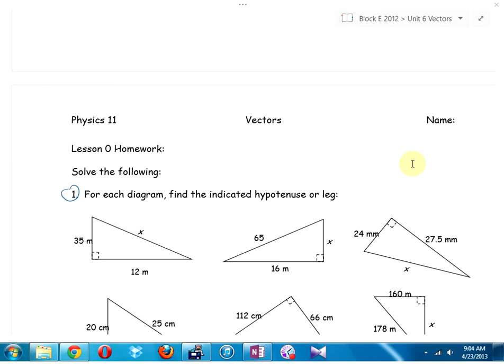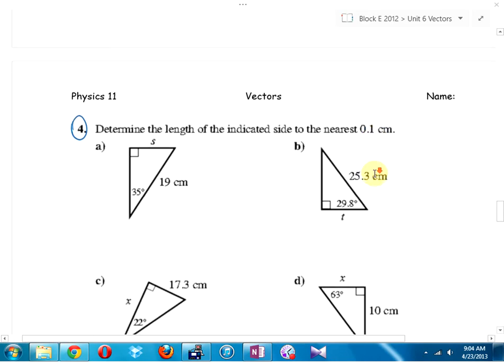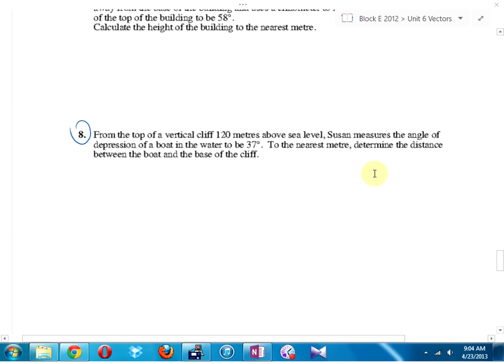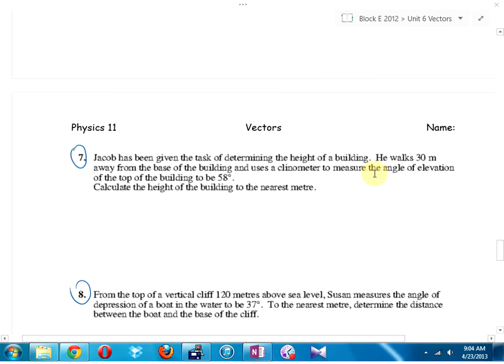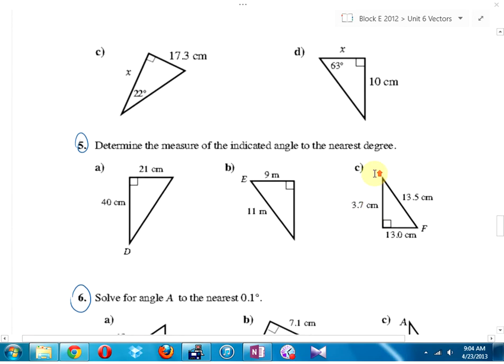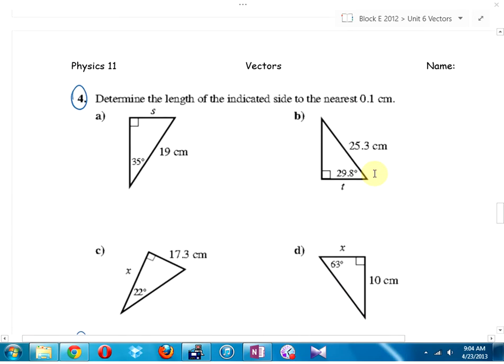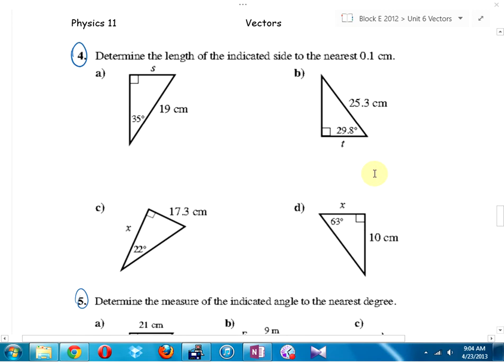Last day we did a review of trig. Were there any questions that you wanted me to go over that you were going, holy schmoly, I can't figure out how the heck to get this? 4 C and D? And all of part 2. Oh, okay. 4 C and D. Okay.